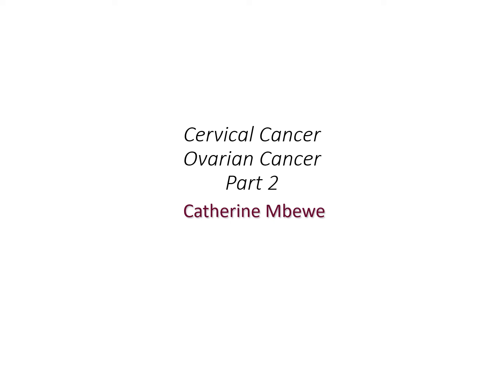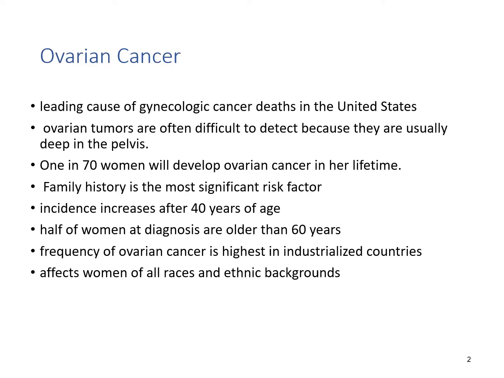So we're going to continue our discussion, and we're going to go to ovarian cancer. So ovarian cancer, right? This is a leading cause of gynecologic cancer death in the United States. Ovarian tumors are often difficult to detect because they're usually deep in the pelvis. That is an important point to remember in terms of your teaching. So in a lot of cases, once again, this cancer may be advanced before the woman even knows that she has it.